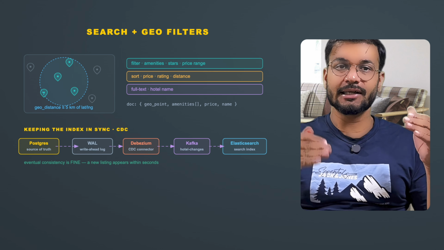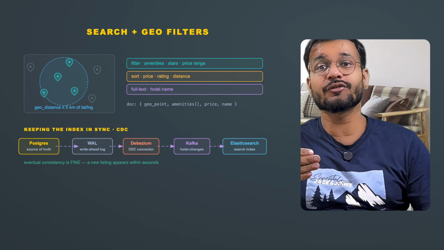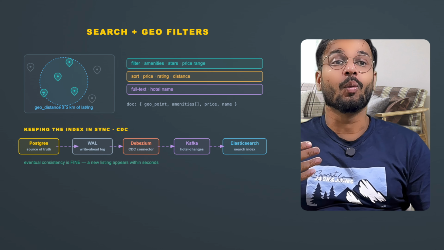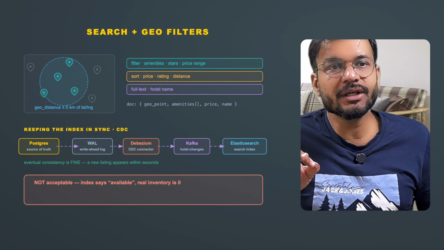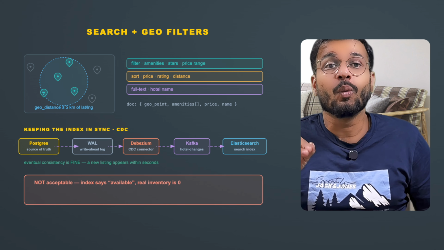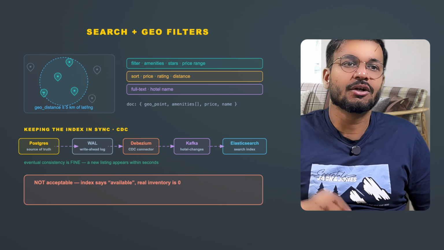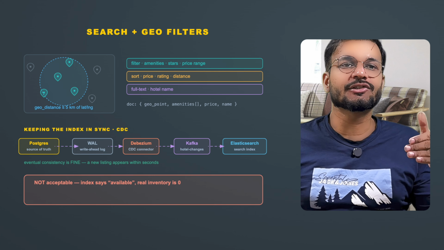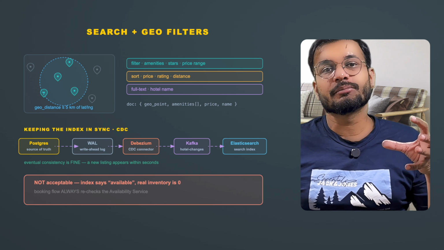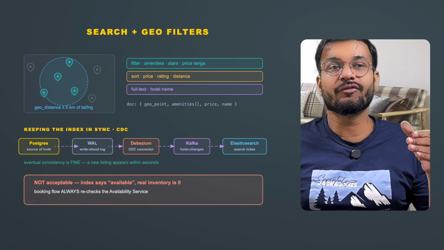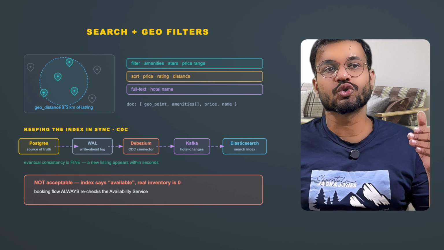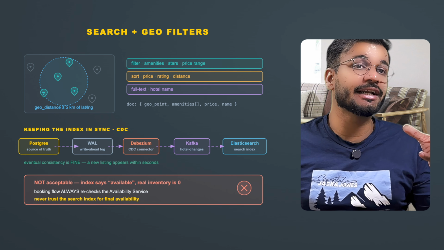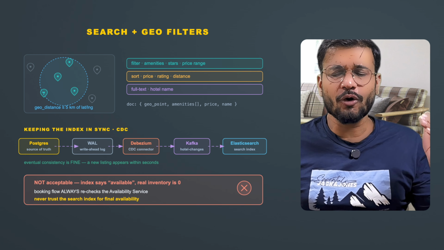A new hotel listing showing up within a few seconds of creation time is fine. What is not acceptable is showing a hotel as available when it has zero rooms left. So the availability field in the search index is updated in real time, but the actual booking flow rechecks the availability server as the source of truth. Never trust the search index for final availability. Always re-verify. Then we have the component payment hold and the capture flow.